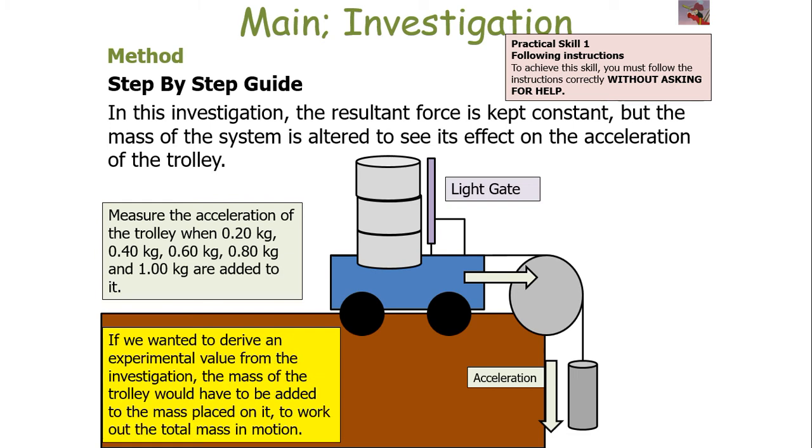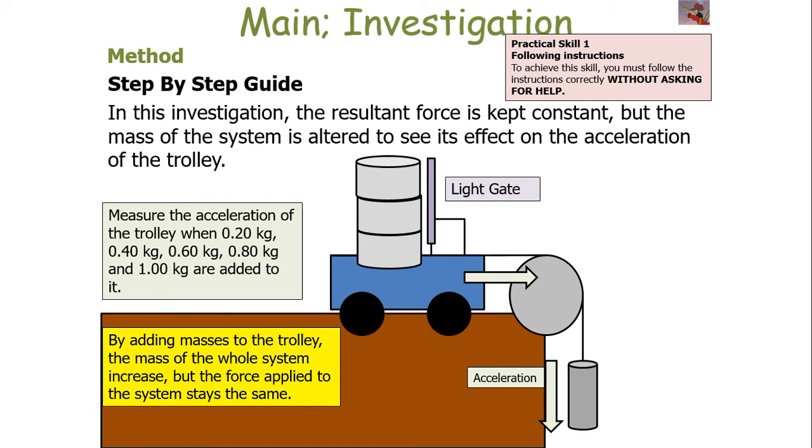However, if we wanted to derive an experimental value from the investigation, say we wanted to work out a quantity, such as the resultant force, the mass of the trolley would have to be added to the masses placed upon it to work out the total mass in motion. So just remember, if you wanted to work out a numerical value, you've got to consider the mass of the trolley and the mass of the masses added onto it.